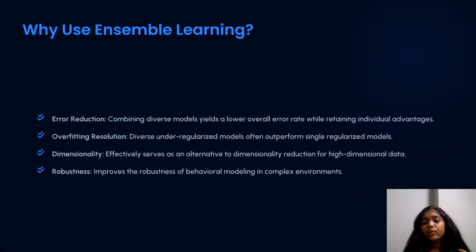Now, why do we use ensemble learning? First of all, we use ensemble learning to reduce error. Combining diverse models yields a lower overall error rate while retaining individual advantages. Secondly, we use it to reduce overfitting. Diverse under-regularized models often outperform single regularized models.